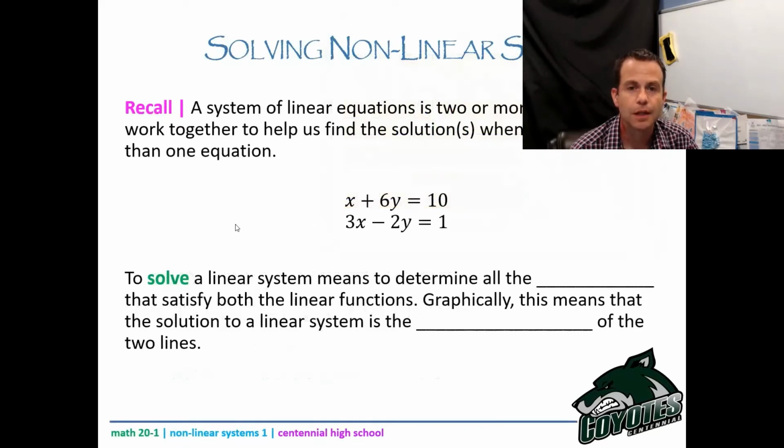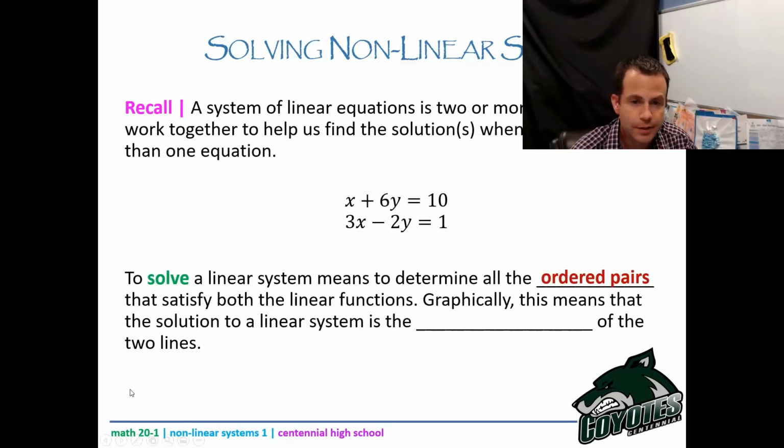So, recall. A system of linear equations is two or more functions that work together to help us find the solution or solutions when we have more than one equation. An example I've given you here is x plus 6y equals 10 and 3x minus 2y equals 1, okay? Both of those are straight lines. I know they're straight lines because we have an x, we have a y, and we don't have any exponents on anything. To solve a linear system means to determine all the ordered pairs that satisfy both equations.